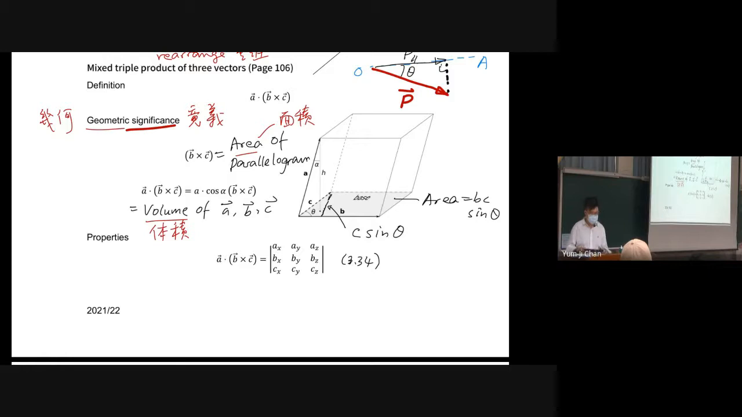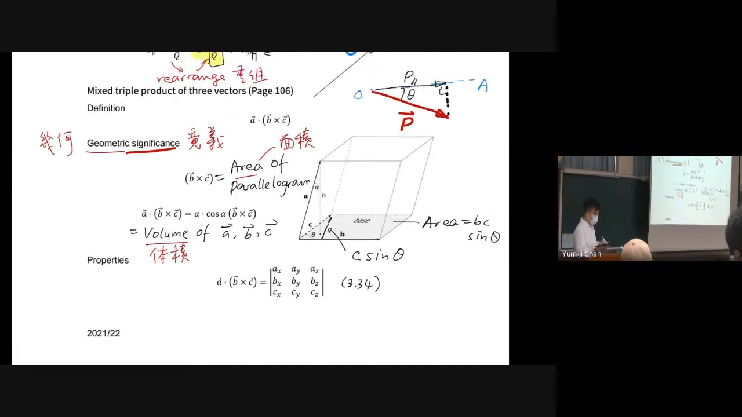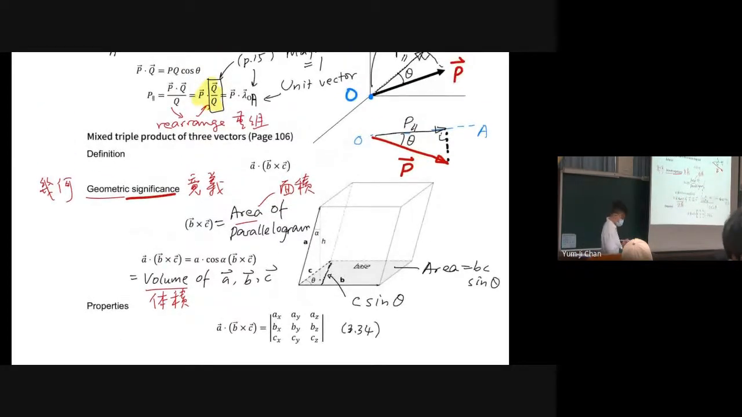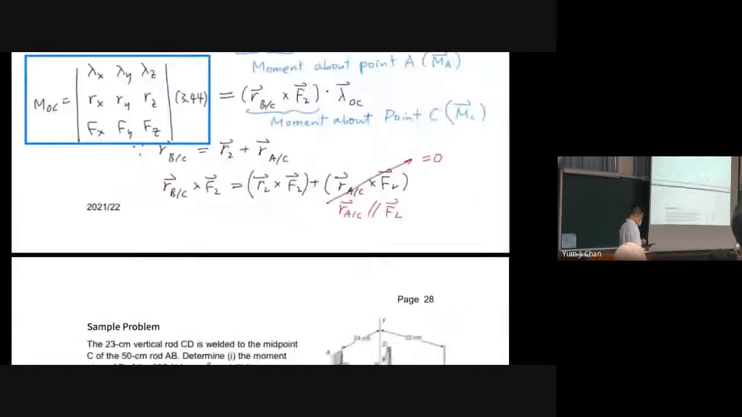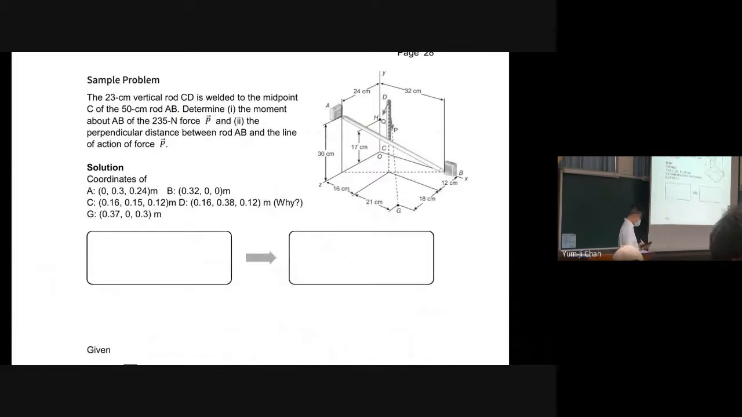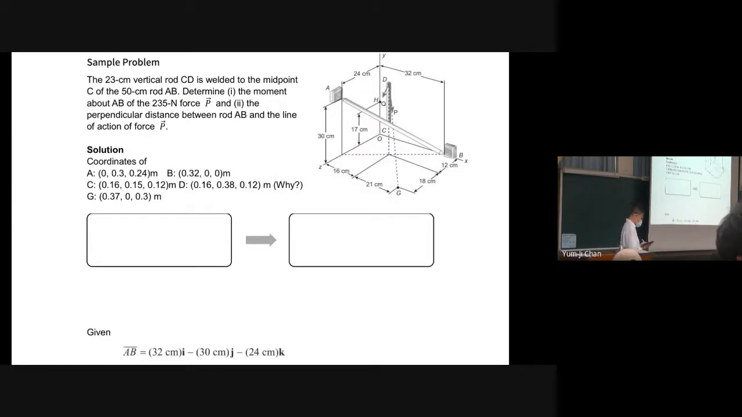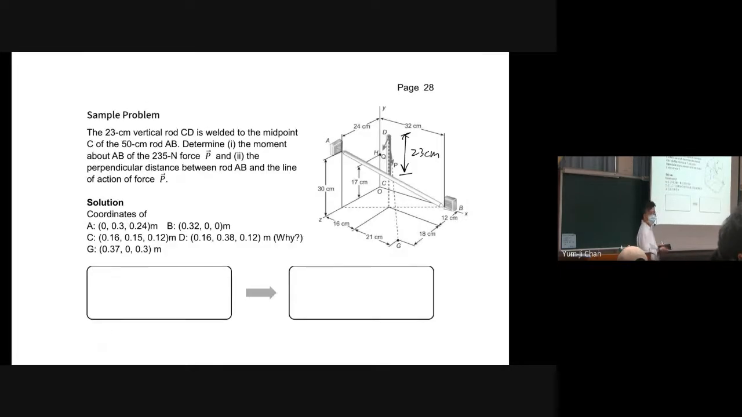So after we introduce these mixed triple products and the moments of a force about a line, we will do an example. I think this is also in the old version of the textbook, but not the newest one. Now, we have a 23 centimeter vertical rod CD. It's on page 28.